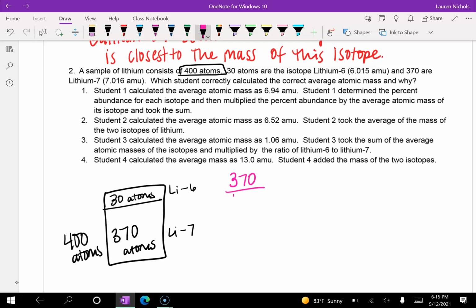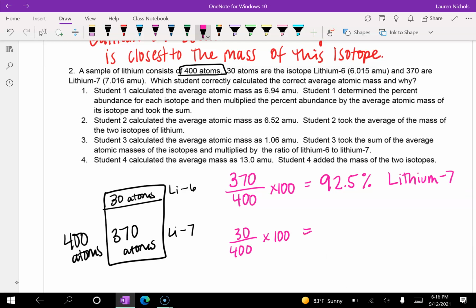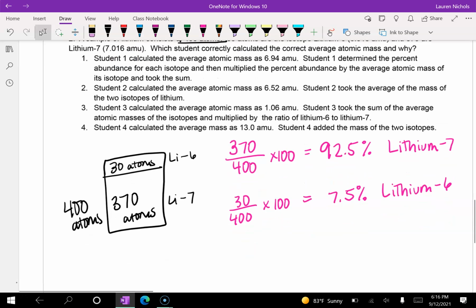So 370 divided by 400 times 100 is how we would actually get our percent abundance for lithium-7, which is 92.5%. So it's 92.5% lithium-7. And then we know that 30 divided by 400 times 100, which is what we will do for lithium-6, tells us that we have 7.5% lithium-6. And both of our percentages add up to equal 100, so we know that we haven't made a mistake. So knowing this, we can actually calculate our average atomic mass.